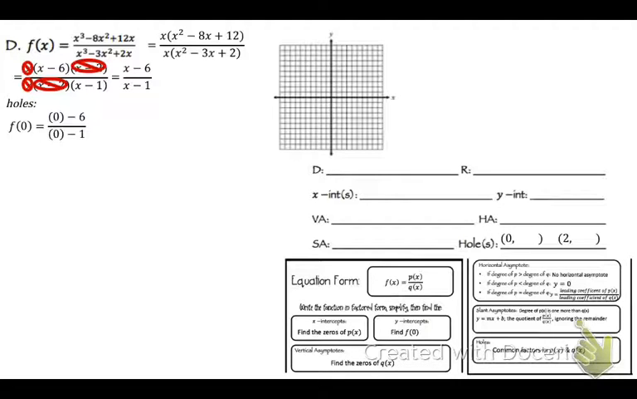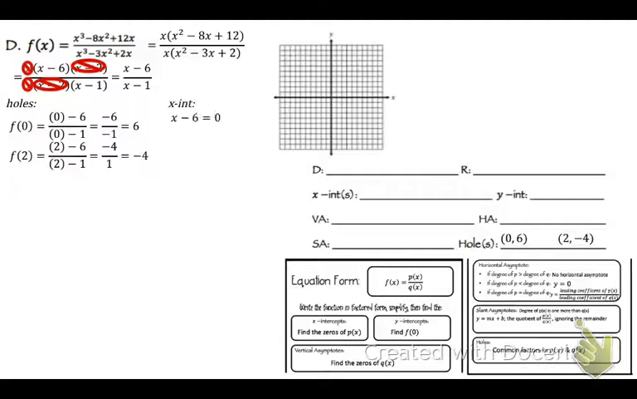Now I'm going to plug in 0 to find where that first hole is. That's negative 6 over negative 1, which is just 6. So there's that. Plug in 2. Get negative 4 over 1, which is just negative 4. And there's that hole.